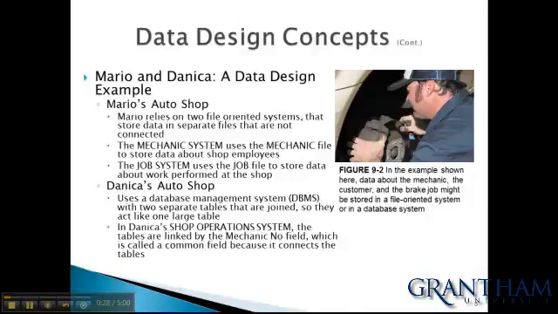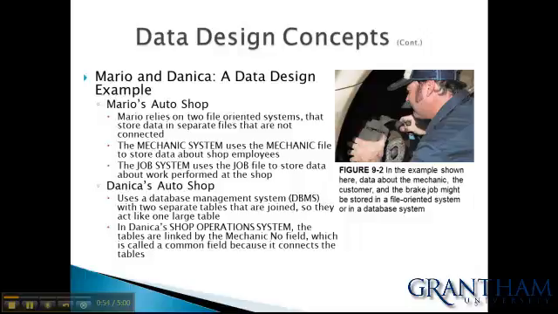A data design example would be Mario's, which relies on two file-oriented systems that store data in separate files and are not connected. The mechanic system uses the mechanic file to store data about shop employees, and the job system uses the job file to store data about work performed at the shop.